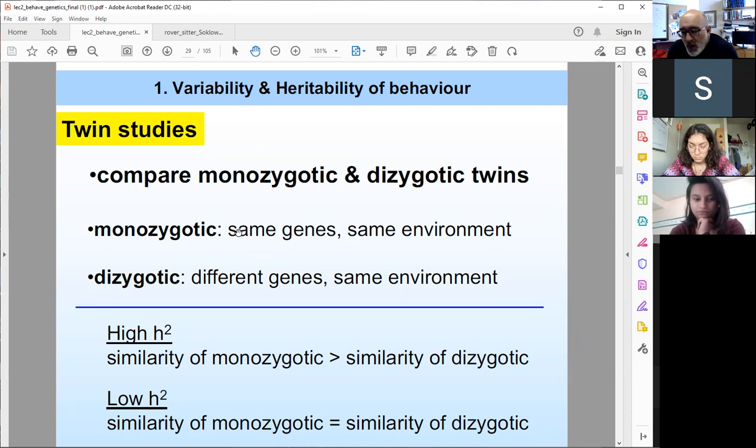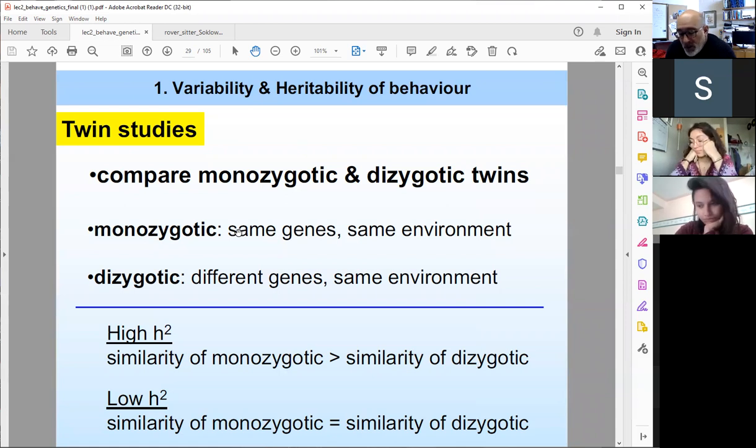The idea here is that monozygotic twins are basically identical twins. That is, they share the same genome, and they are raised in the same environment. Whereas dizygotic twins are twins that are born at the same time, but they don't share the same genes. They're both from the same parents, but they're not identical. And so by comparing monozygotic to dizygotic twins, you can try to test hypotheses about the heritability of complex behaviors.